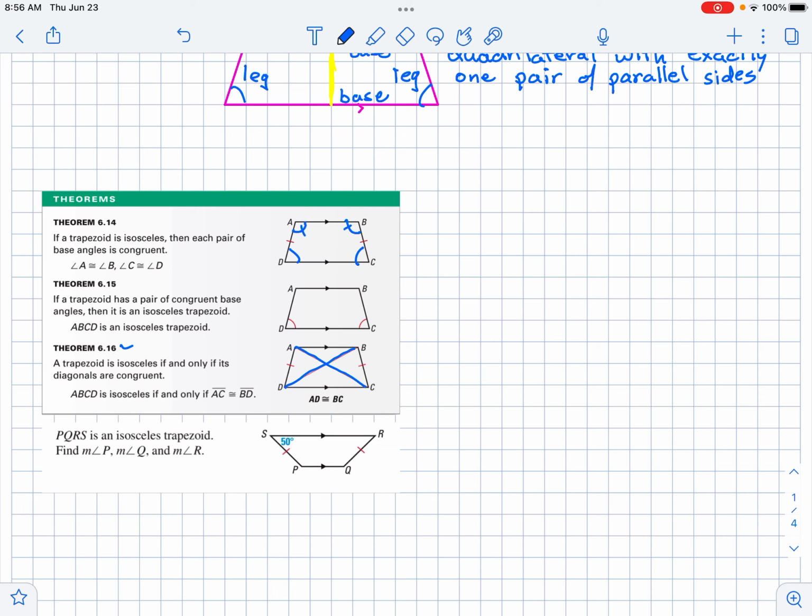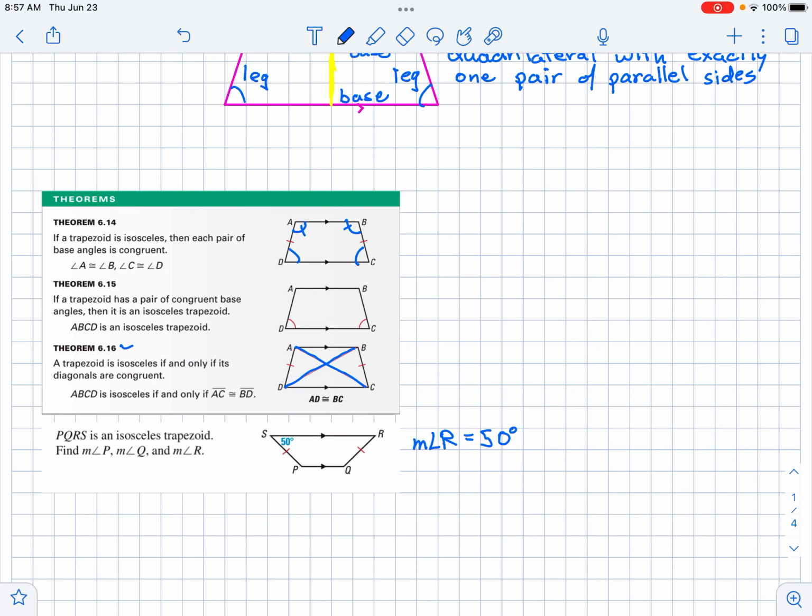Okay, now let's just play around with these trapezoids for a minute. Down here I've got this isosceles trapezoid, and we want to find angle P, angle Q, and angle R. That's our task at this point. We already know the measure of angle R is equal to 50 degrees because it's congruent to its corresponding base angle over there. But what about these other two angles? What about P and Q?